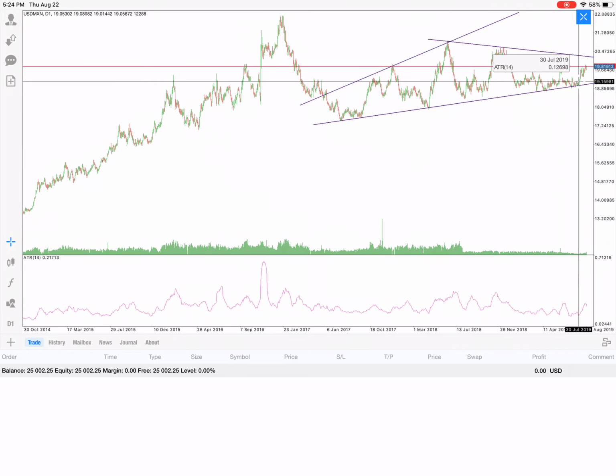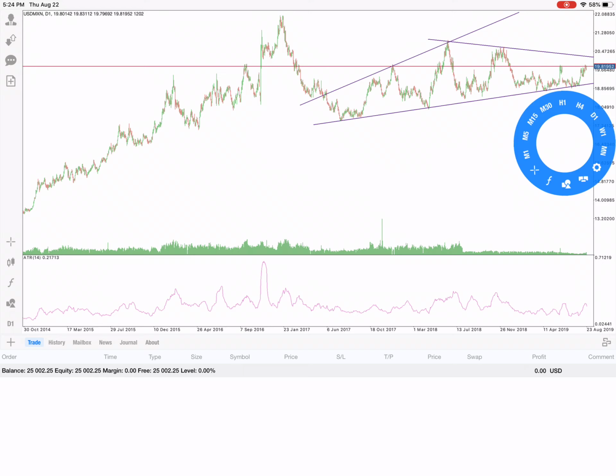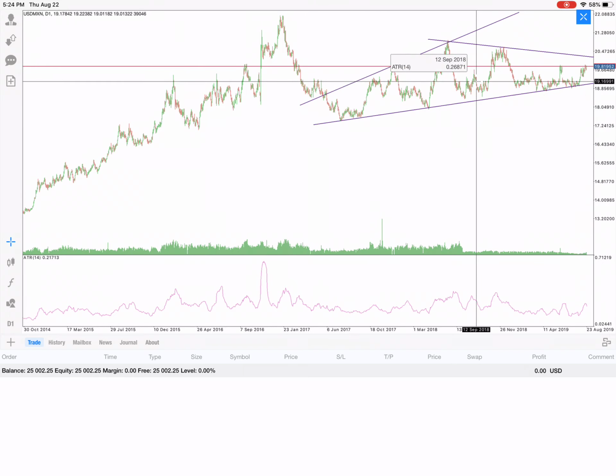Now, this market right now is at 19.80. So that means if we were to go to Mexico and exchange our dollars for pesos, for every dollar we get, we're going to get 19.8180 pesos. Sometimes it's more, sometimes it's less.